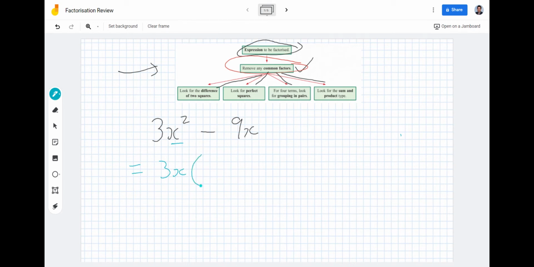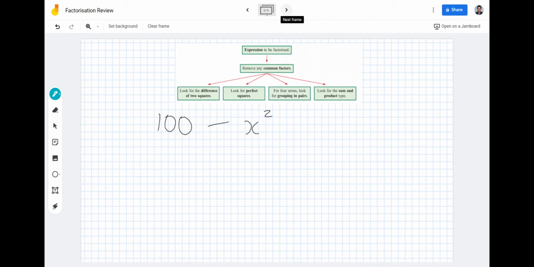What do we times 3x by to get 3x squared? X. What do we times 3x by to get minus 9x? Minus 3. Now we have a look. Are each of these terms factorised? Yes. 3x, x take 3, done. And you can do a quick check to make sure that it's right. Expand it out, 3x times x, 3x squared, 3x times minus 3, minus 9x. Good. We've checked it and it is correct. Right, let's go on to the next one.